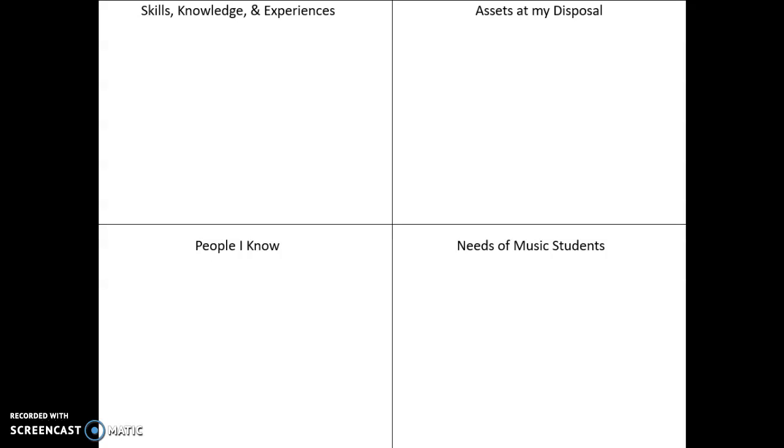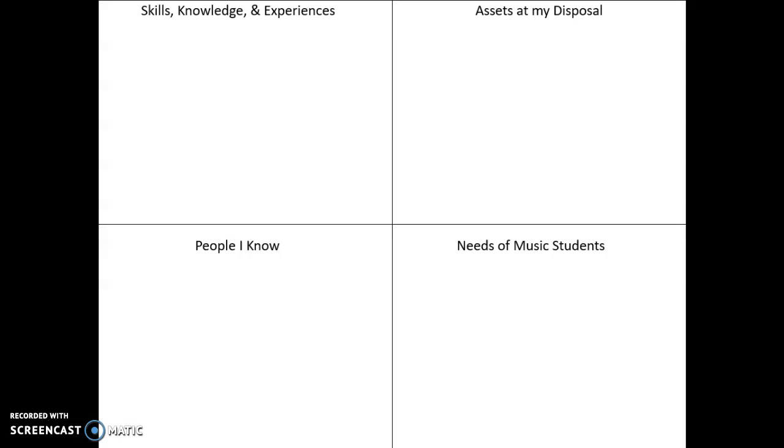In the first quadrant, you're going to list your unique skills, knowledge, and experiences, both related to music and unrelated to music. For example, you might list jazz improvisation, strong people skills, interest in rock music, or that you lived in Tibet for 3 years.